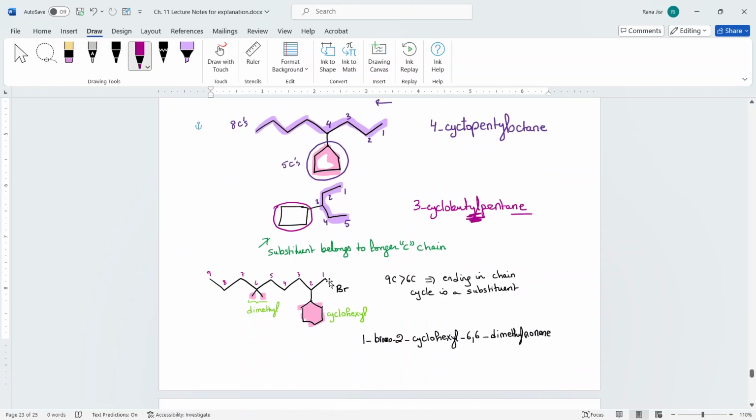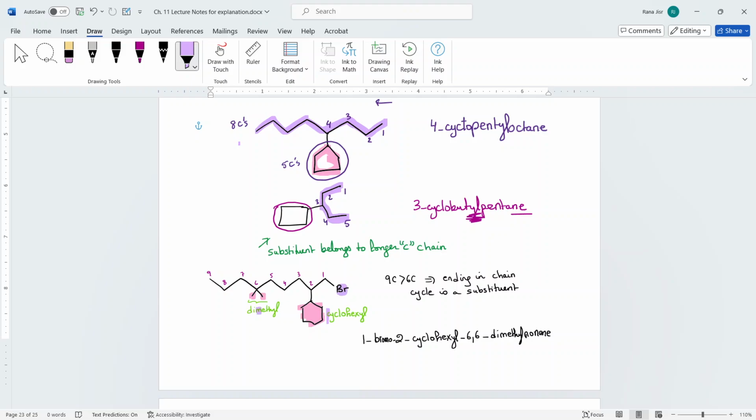Same idea over here. This is 9 carbons. The cycle is 6 carbons. So this one is going to be a substituent. I'm going to name it as a cyclohexyl. When I'm alphabetizing, C is not the one I need to look for, because C is part of the name. I need to look at the M in the methyl there.